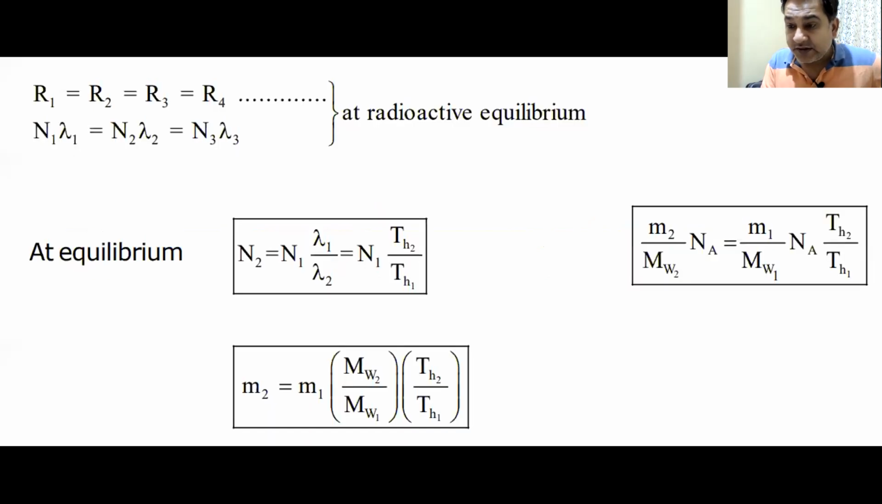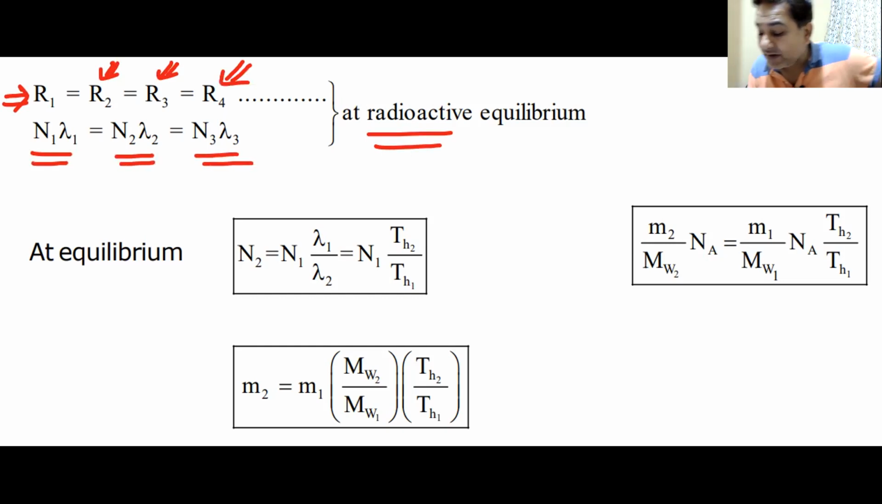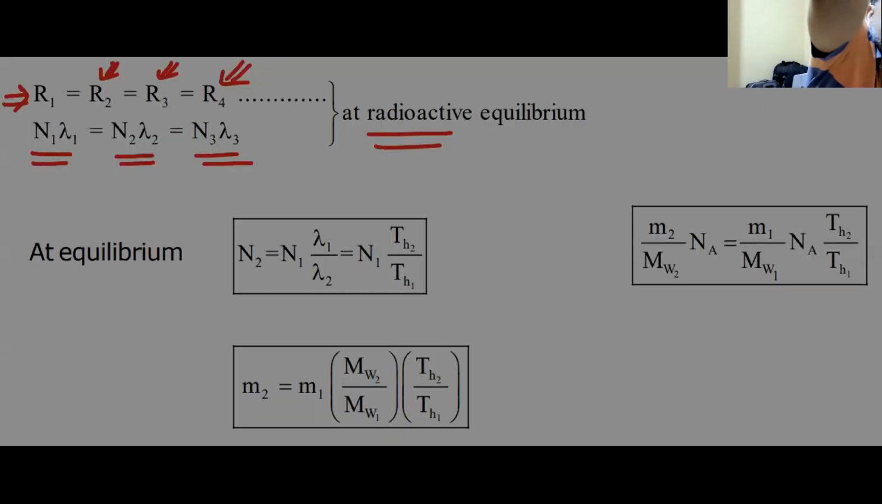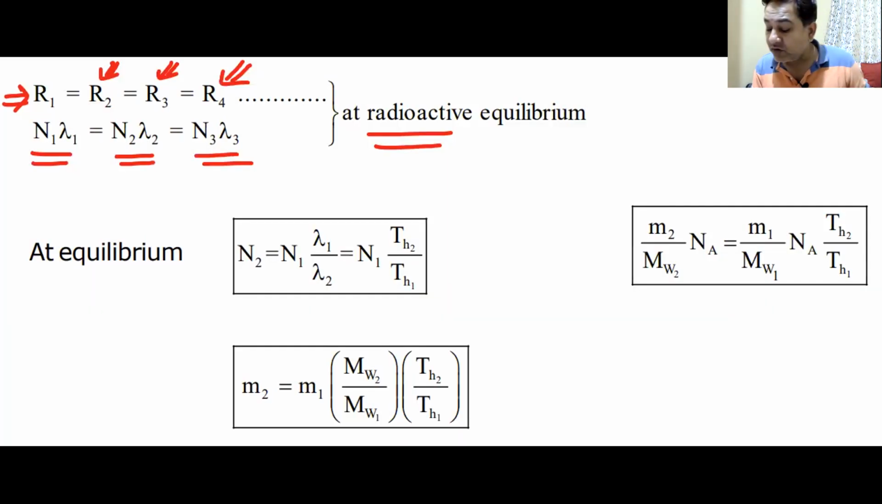Then, sir, this will be happening at the radioactive equilibrium. That at radioactive equilibrium, R1, which is the activity of 1 or rate of 1, will be equal to R2, will be equal to the rate of R3, will be equal to the rate of R4. Yes or no? Yes, sir. N1 lambda 1 will be equal to N2 lambda 2, will be equal to N3 lambda 3. Yes or no? Yes, sir. And from here, I can put the values of all these things.